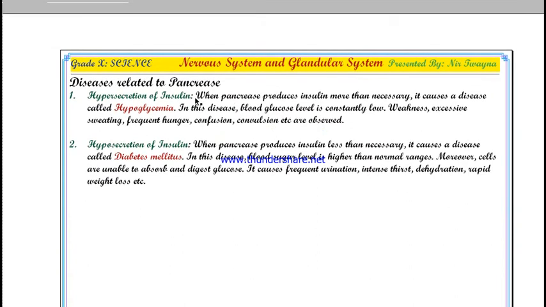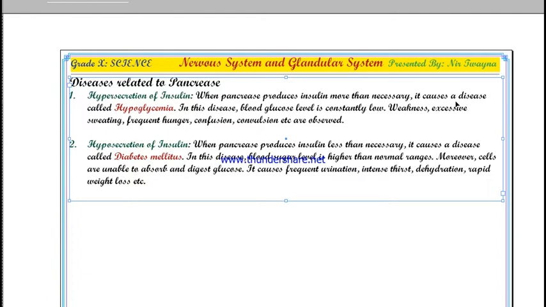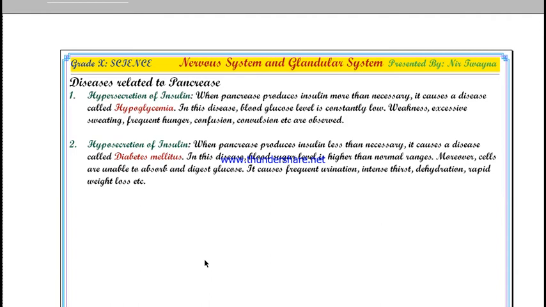So when the pancreas produces insulin more than necessary, it causes a disease called hypoglycemia. Hypo means less, glycemia means blood glucose. Blood has less amount of glucose. In this disease, blood glucose level is constantly low. Weakness, excessive sweating, frequent hunger, confusion, convulsion, etc. are observed. Confusion and convulsion are related to your brain function. It happens when your brain does not get enough glucose. Your brain starts to function abnormally, and there is confusion within your brain. And sometimes there is even hallucination. Hallucination means you are seeing something that is not there, that does not exist.